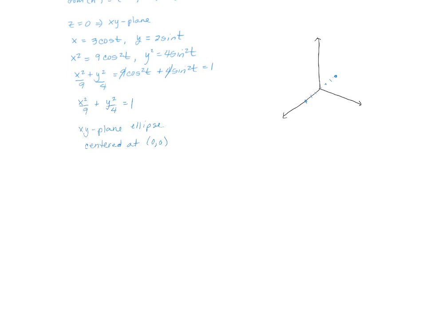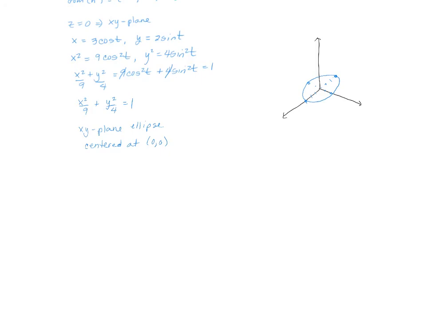There's a 4 under the y squared, so that tells me I'm going to go 2 units on the y, 2 units back this way. And here I have my ellipse in the xy plane. So now let's go ahead and talk about what that z value 1 over pi means.